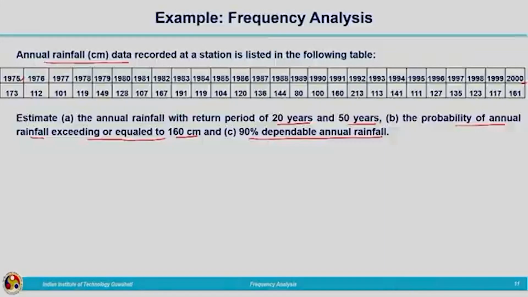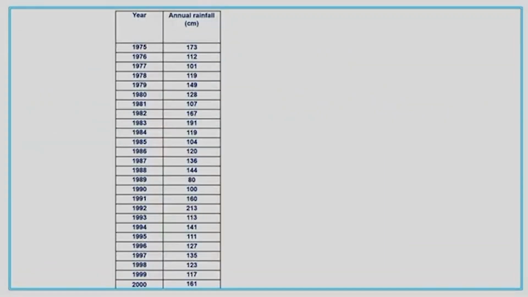First, let us start with the frequency analysis. So, these are the data given to us, different years starting from 1975 to 2000. Annual rainfall data in centimeter is given to you. When you observe the data, it is randomly occurring. There is no connection between the data of a particular year to the other, 173, 112, 101, that way it is varying. Now, the next step is to sort the data in descending order.